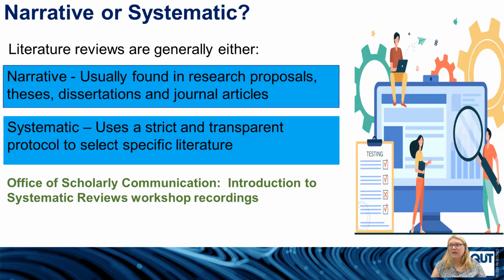The main difference here is that the systematic one is very strict. There's a protocol that you will put together with criteria as to how you've selected specific literature. If you're going to publish a lit review, you will most likely do a systematic one. But a narrative would be part of a research journal article that was disseminating research findings. So if it was just a literature review that you were publishing, you may need to do a systematic one.